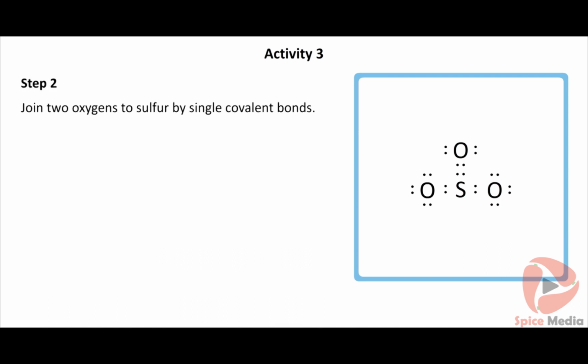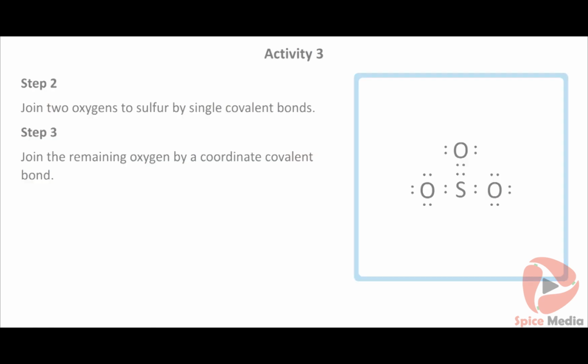Step 2. Join 2 oxygens to sulfur by single covalent bonds. Step 3. Join the remaining oxygen by a coordinate covalent bond. Hence, the number of coordinate linkages in the molecule is 2. The donor atom is sulfur. The acceptor atom is oxygen.